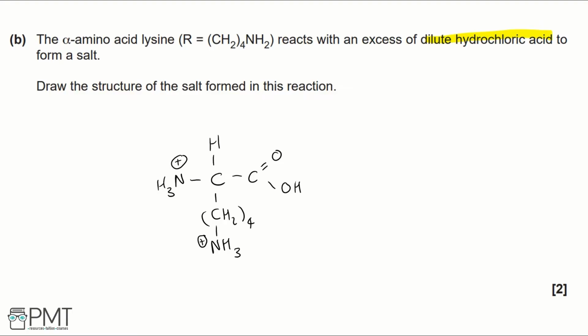But because it's a salt, we also are going to have our chlorines that are paired with these positives, so we'll have Cl- and Cl-. So this is the structure of our salt. If we were reacting with a dilute base instead of a dilute acid, we would change the carboxylic acid group into a carboxylate ion, but because we're reacting with an acid, we're not going to have any effect on our acidic carboxylic acid group. To get the 2 marks for this question, you need to protonate both amines, so turn the NH2s into NH3+, and pair them with your chlorines.